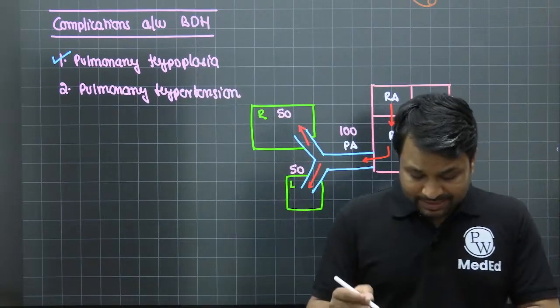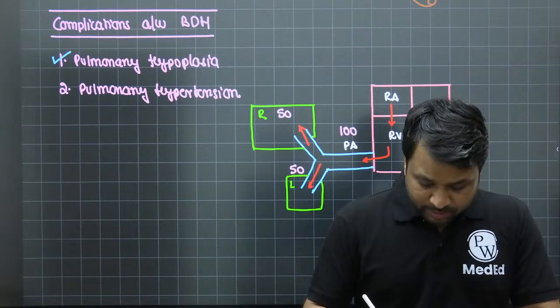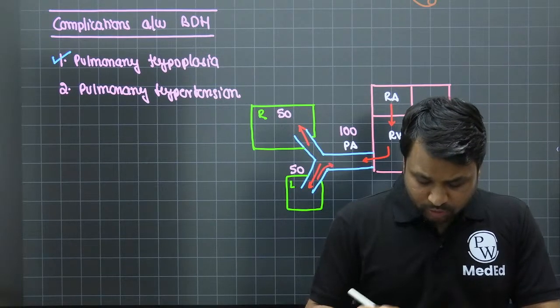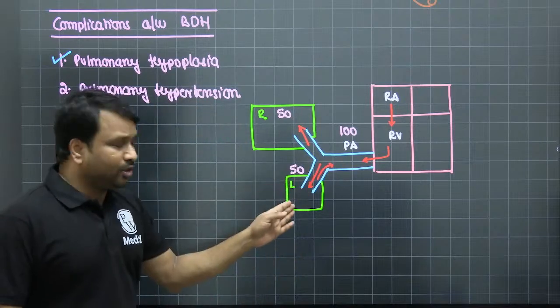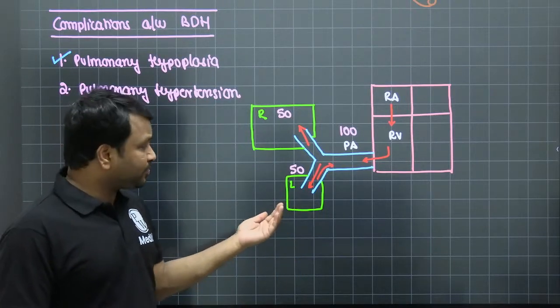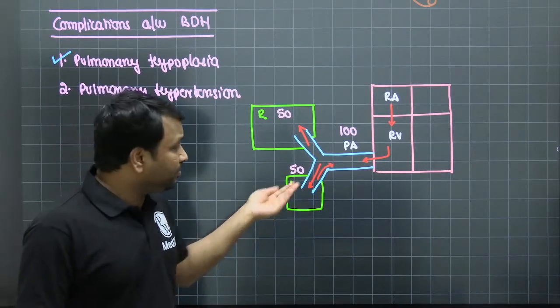Because the capacity of the left lung is less, it will not be able to accommodate the blood, so it is now going to back force it. Now you can see the heart is trying to pump the blood into the left lung. The left lung does not have enough space, so it back pressurizes or back pulls the blood.